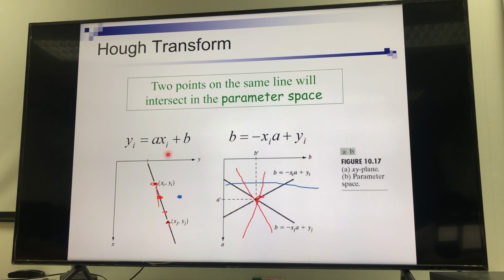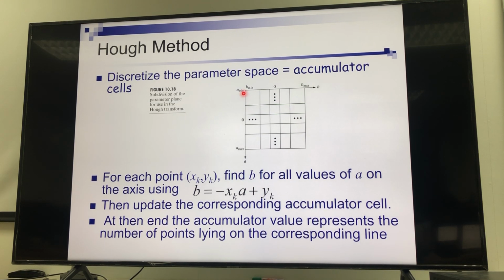What is the slope of the vertical line? It's infinity. That means if you have a straight line that is almost vertical, when you put it in the accumulator cell, you need A from negative infinity to positive infinity, which is almost impossible. So you cannot really detect the vertical line.